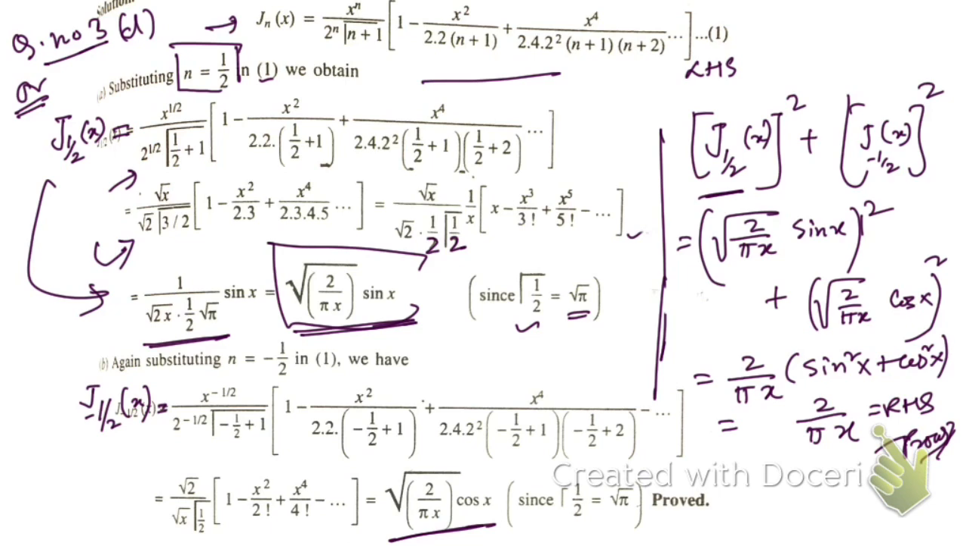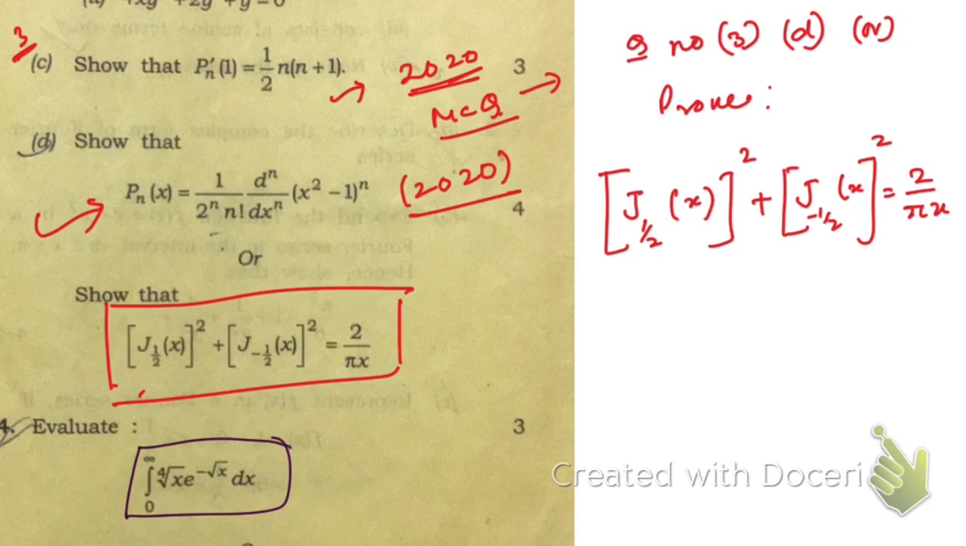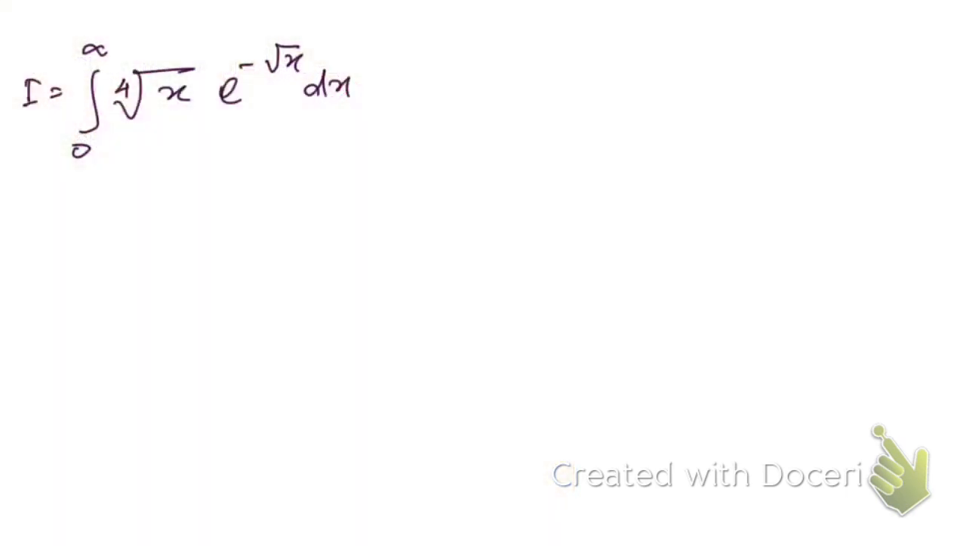Okay, so now let's move on to the next question. Now we are to solve this question. What is this? The integral from 0 to infinity of the fourth root of x times e to the power minus root over x dx. So we're going to evaluate this integral. I have taken this one as I in order to evaluate this.